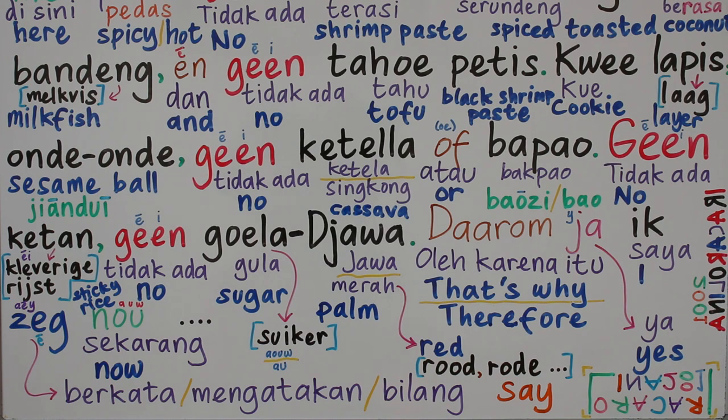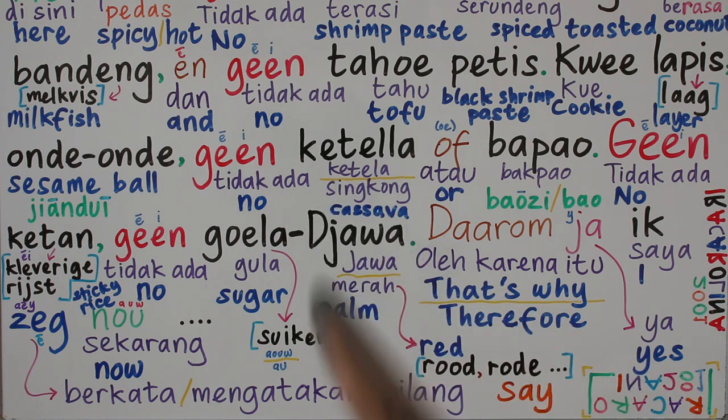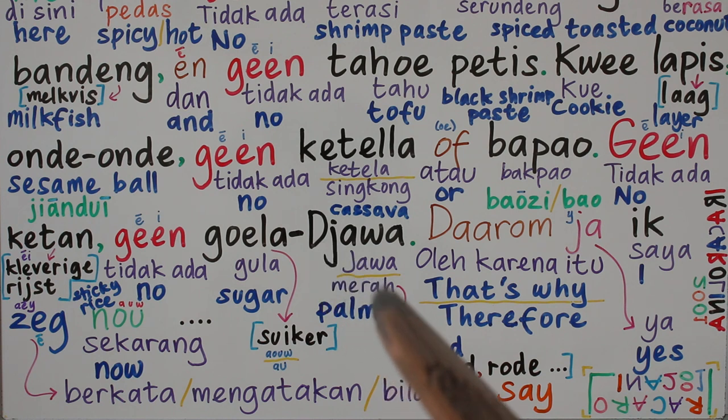Dutch version of Indonesian, gula, gula. Indonesian, gula. And this Java is Jawa. But this is the old spelling of Indonesian, because in Indonesian now it's become this one, and this one is the one that inherited from the Dutch era, the colony era.